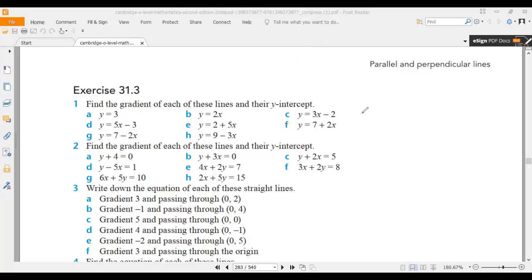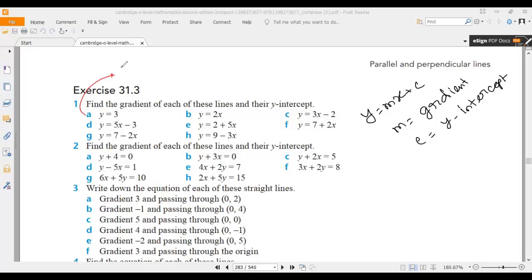We know our equation for a straight line, that is y equal to mx plus c, where m is called the gradient, and c will be called y-intercept. So by using this idea, we can easily solve this problem.